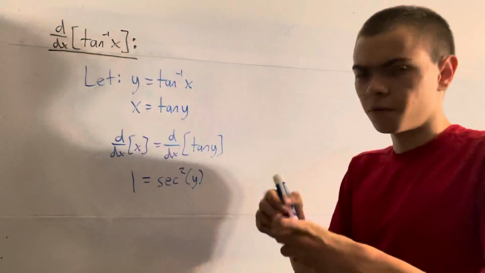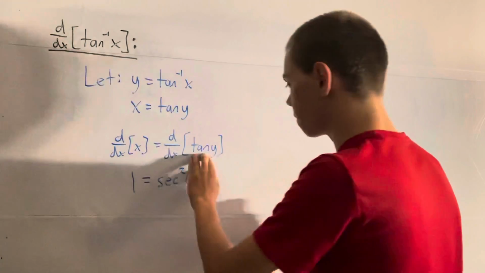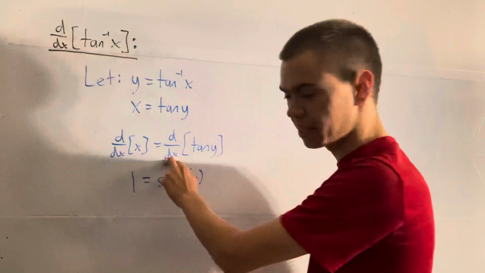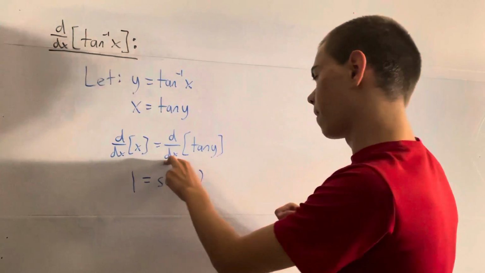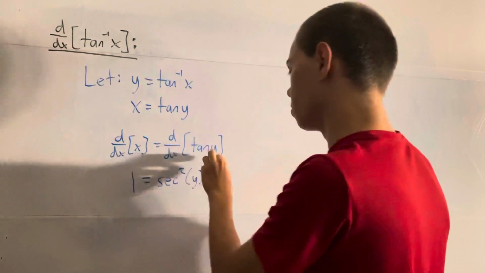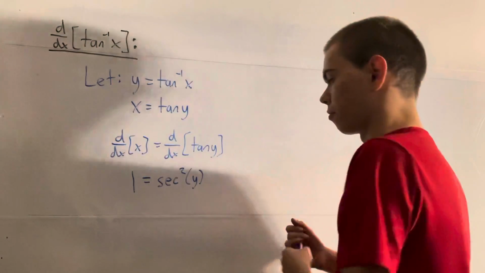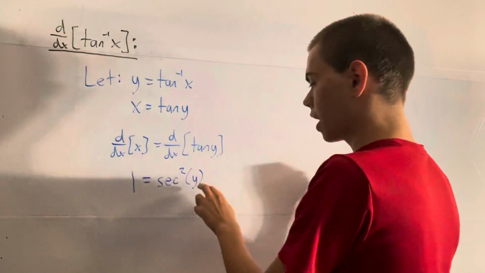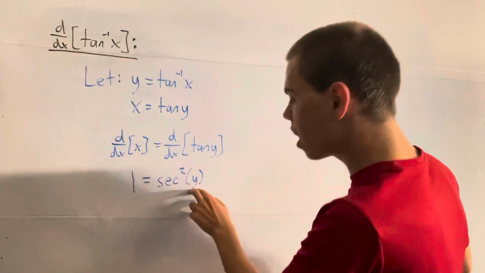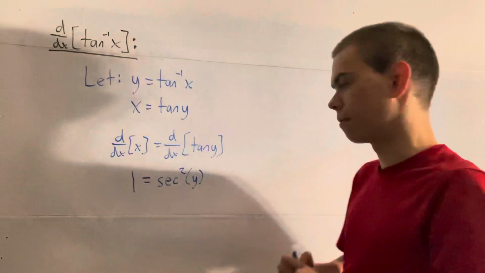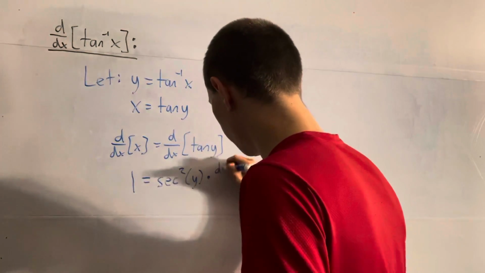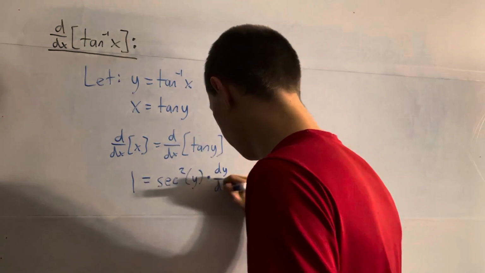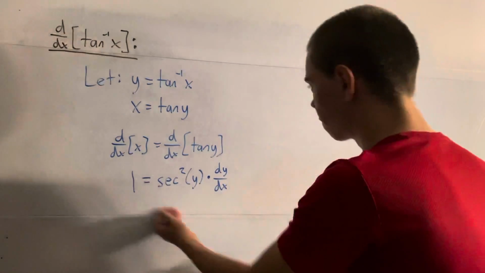But this isn't all, because we're taking the derivative of this with respect to x. So what that means is we have to use the chain rule. We're going to have to multiply by the derivative of y with respect to x, because this is the chain rule. So multiply by the derivative of y with respect to x. And so this is pretty much what we have.